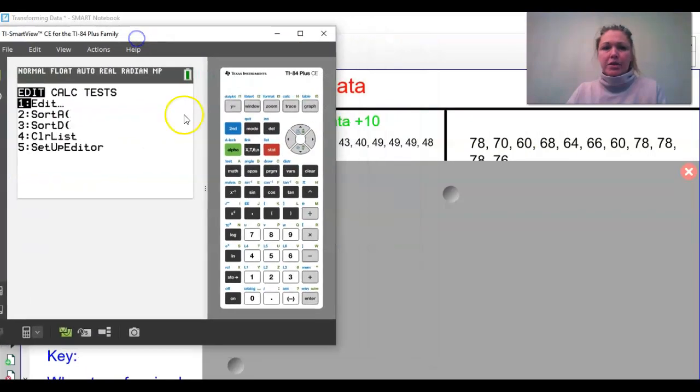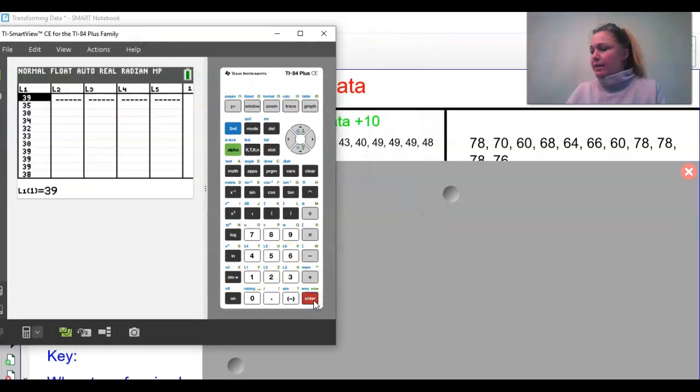I need to rearrange things a bit. We're going to hit Enter on Edit, and then we're going to scroll up and clear. And now we're going to enter the data there.